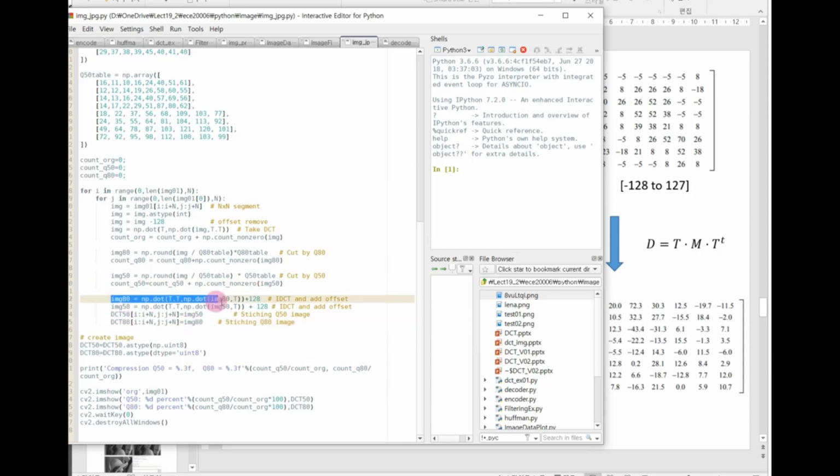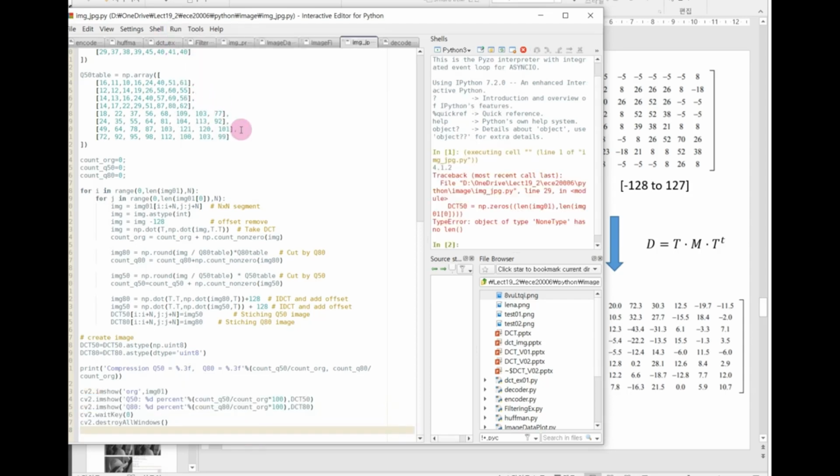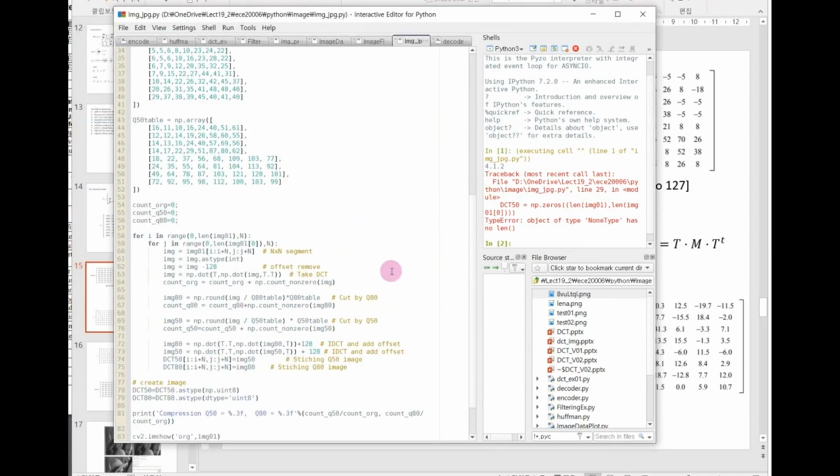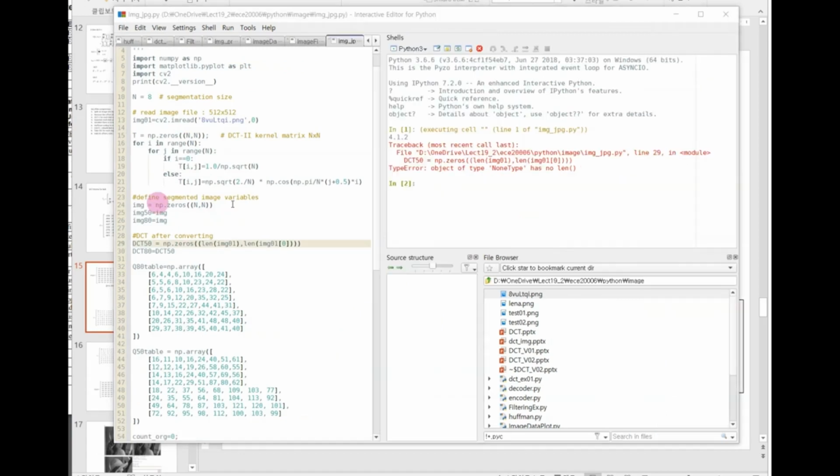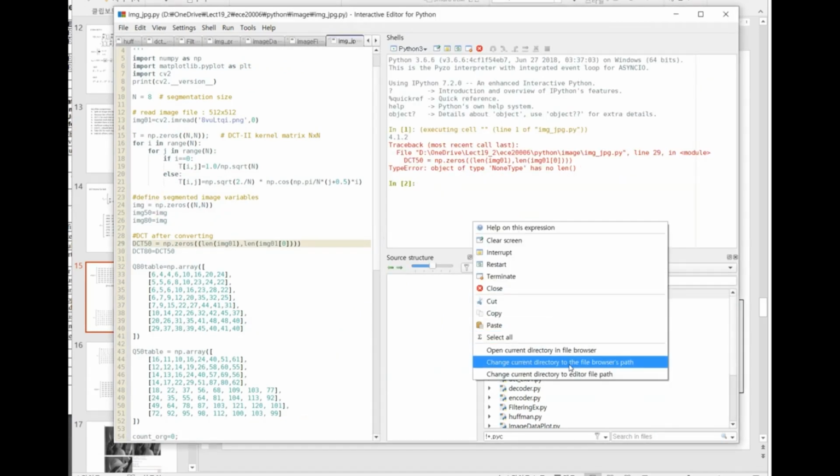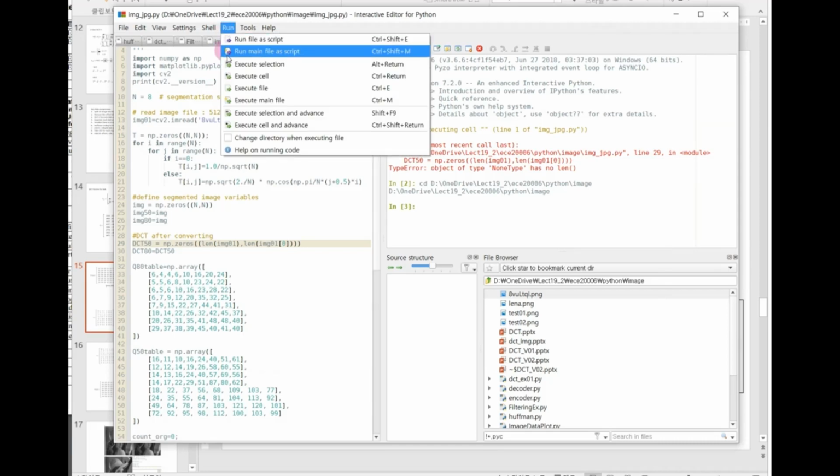And from here, I take the inverse DCT for the Q80 and Q50 tables, and regenerate the image compressed by Q50 and Q80. That is reconverted into image values, and I calculate the compression ratio and show the image. So let's run this one. Okay, I think I need to change the path from here and then run again.